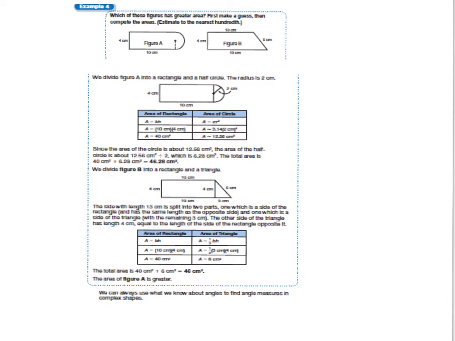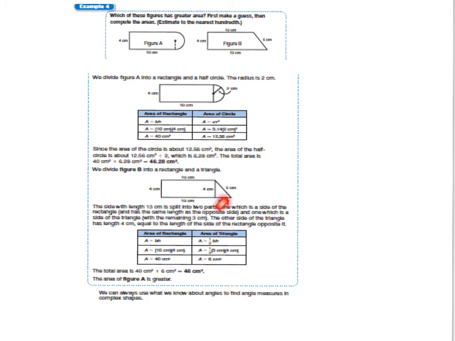We divide figure B into two pieces. We pick a rectangle and a triangle because those are things we know the shape of and we know how to find the area. So we're doing 4 times 10 is 40, and we're going to do base times height divided by 2 because that's the area of a triangle, or 1/2 base times height. Means the same thing.